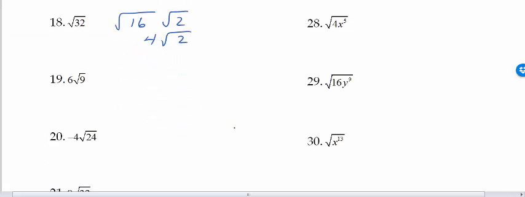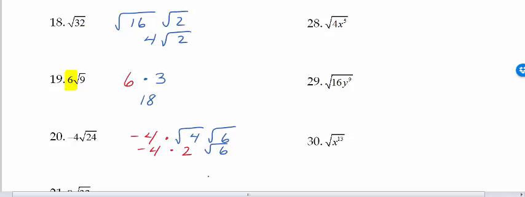Now we have a number out front. When we have a number out front, like this 6, we have to consider what we're going to do with that. Well, we're going to drag it down and just carry it along, just like anything else. So this is 6 times 3, or 18. The negative 4 on the next problem is going to also come out front, and then we're going to break down the 24 into root 4 and root 6. The negative 4 comes down, and the 4 comes out as a 2. But we still have the root 6 inside. So our final answer will be negative 8 root 6.